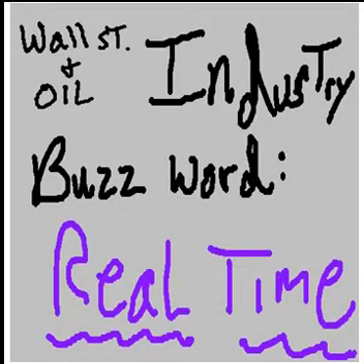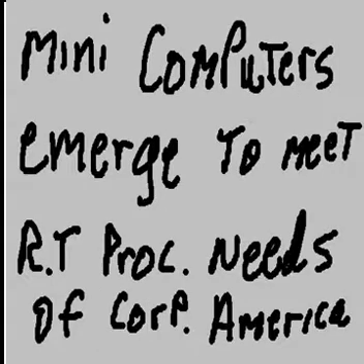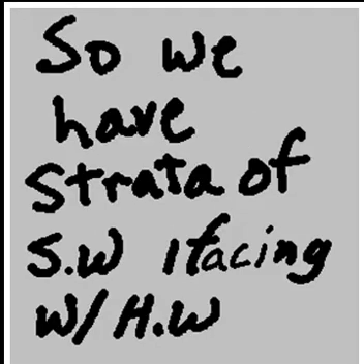Wall Street and the oil industry came up with a buzzword at that time called real time. In Wall Street, everything had to now be done in real time. And minicomputers emerged to meet the real-time processing needs of corporate America. But real-time is relative, and it is application determined. What is real-time? The application determines that. So we have strata of software interfacing with hardware on our computers.